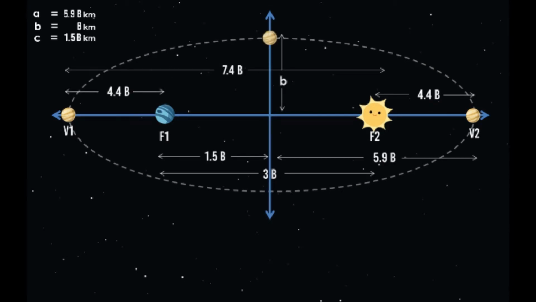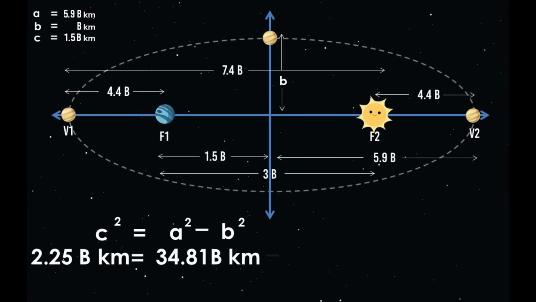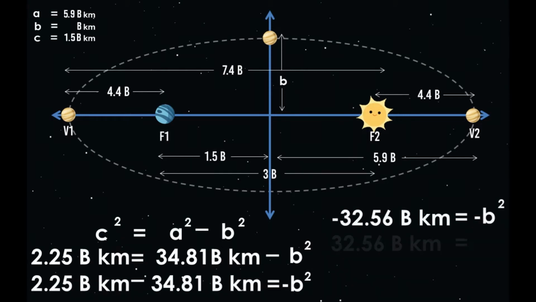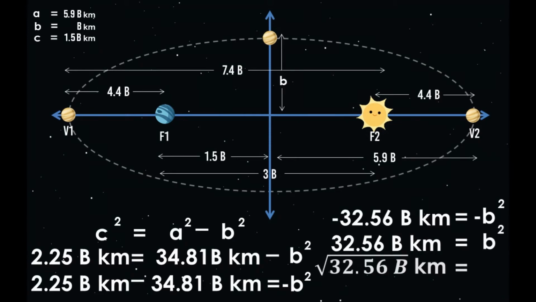In order to get the value of B, or the distance of the co-vertices from the center, we will make use of the formula C squared equals A squared minus B squared. Substitute the values and get the square root. B is equal to the square root of 32.56.